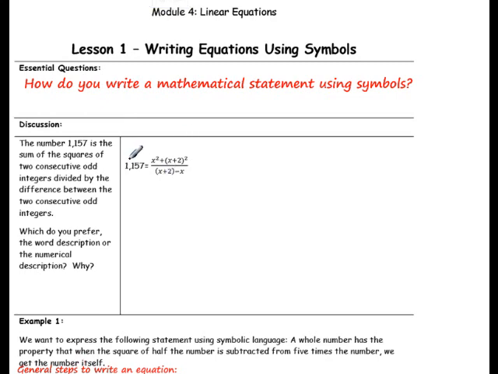The number 1157 is the sum of the squares of two consecutive odd integers divided by the difference between two consecutive odd integers. Pause the video and write down which you prefer and why.